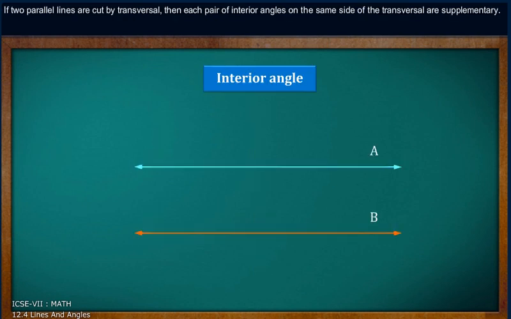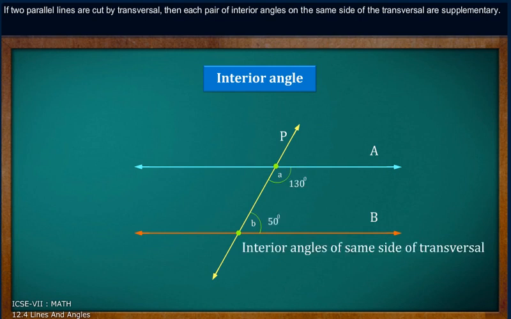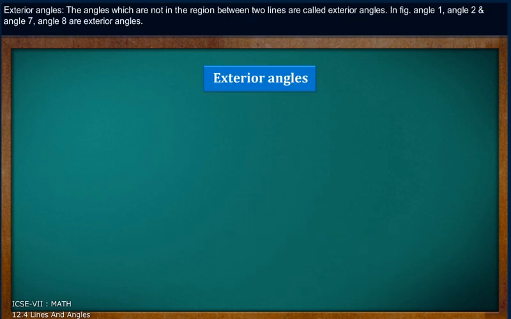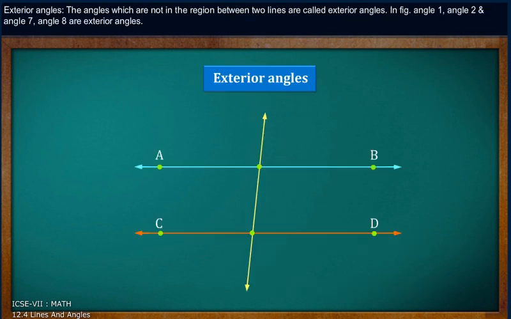If two parallel lines are cut by a transversal, then each pair of interior angles on the same side of the transversal are supplementary. Exterior angles. The angles which are not in the region between two lines are called exterior angles. In the figure, angle 1, angle 2, angle 7 and angle 8 are exterior angles.